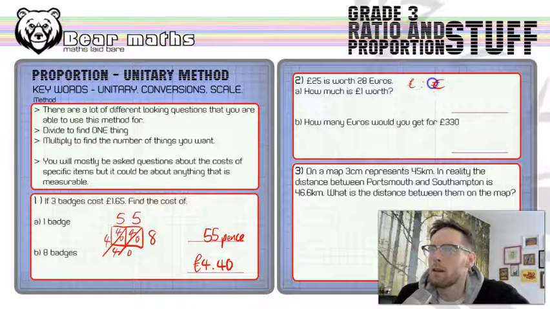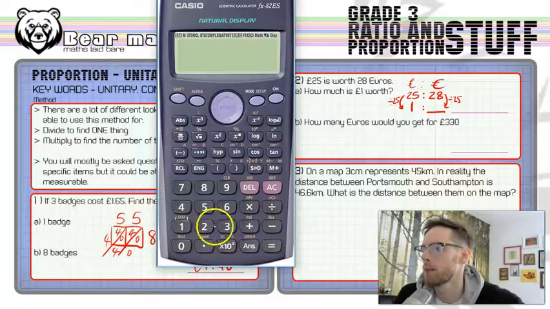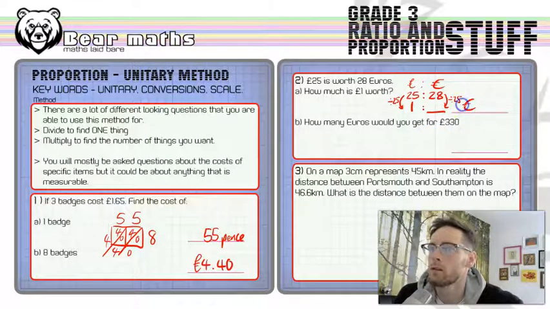And then I'm going to write down 25 to 28. And I want to get to £1, so I'm going to take my 25 and divide it by 25. So that means I've got to divide the 28 by 25 as well, and that would give me the number of euros that I would get for every pound that I take in. So I'm going to bring my calculator in to do that. That's going to be 28 divided by 25, and that equals 1.12. So euros wise, that is €1.12.